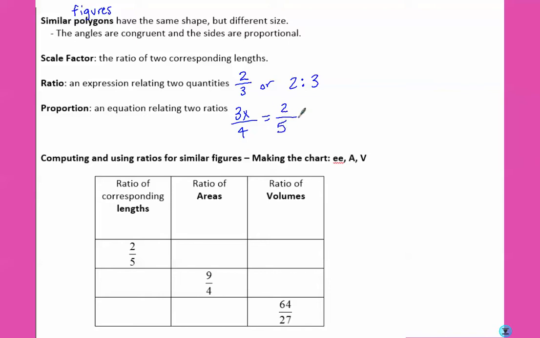That's a proportion. So when we're computing and using ratios for similar figures, we're going to make a chart using E, A, and B. So our first column is always our ratio of corresponding lengths. This is also known as our scale factor. Our second column is our ratio of the areas. This always comes from the scale factor squared. Our third column is going to be our ratio of volumes, and that comes from cubing our scale factor.